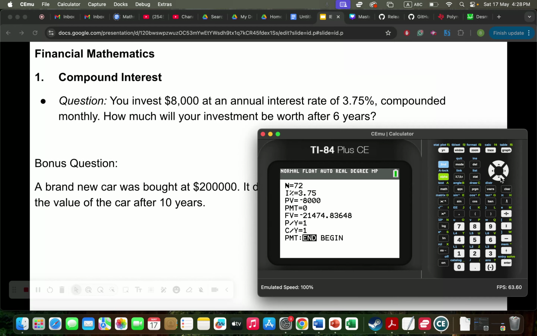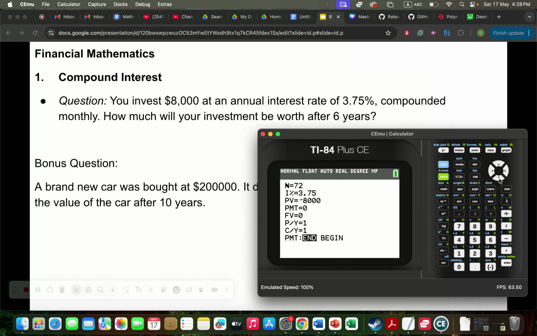PMT is basically the payments per period. It could be based on a monthly period, yearly period, but it depends on what the question is. But in this case, there is no payment, so we will leave that as 0. Future value, I'm just going to keep that at 0 because that's really what I want to find eventually, but we will find out what that value is.